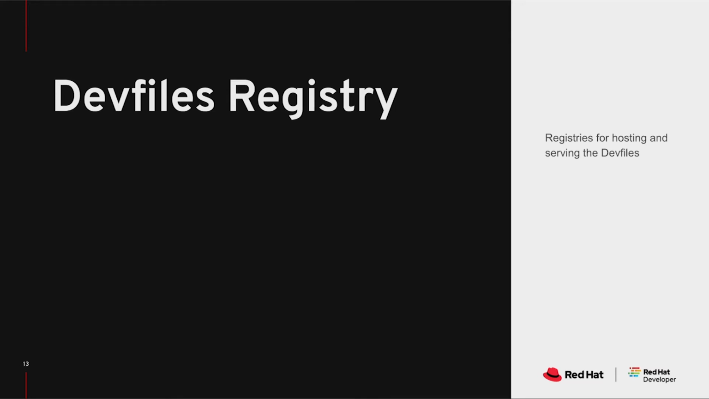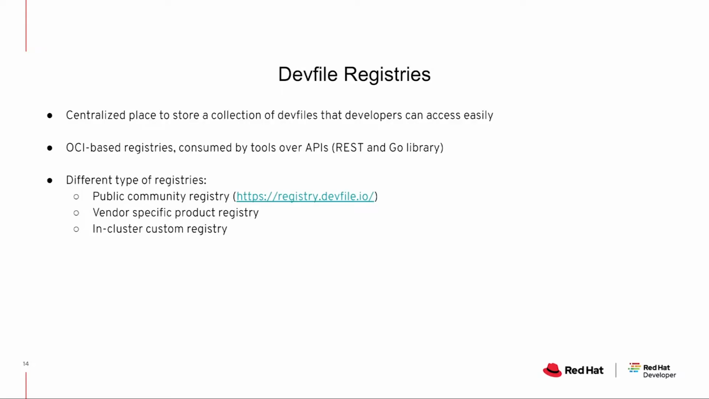So let's talk about the dev file registry. A dev file registry is a centralized place to store dev files that tools developers can easily access. It's an OCI-based registry with a REST API for accessing the content of the registry, for example, finding a list of dev files available, metadata associated with each dev file, and downloading content of the stacks. A Go library is also available for tools written in Go to interact with the registry programmatically. There are different types of registry, which I will talk about next.